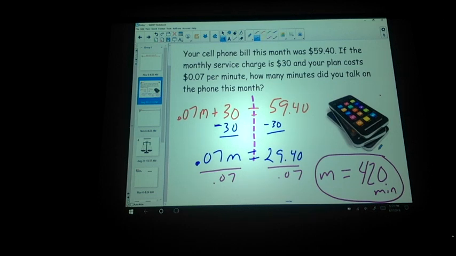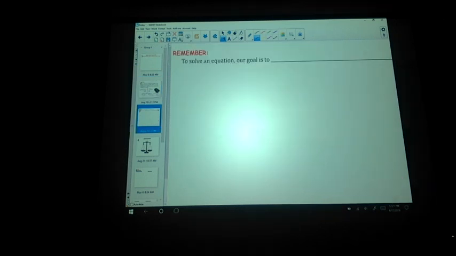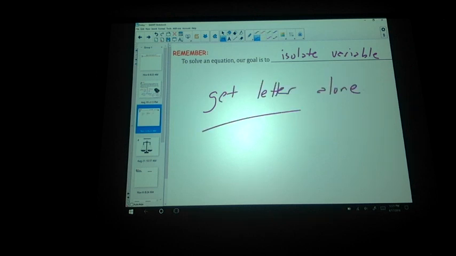All right. Not too bad, was it? To solve an equation, our goal is to isolate the variable, which in cheap terms means get the letter alone. All right?